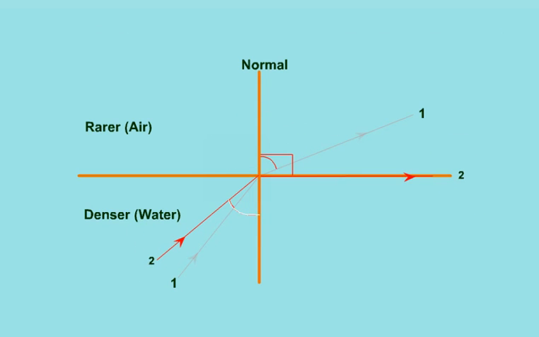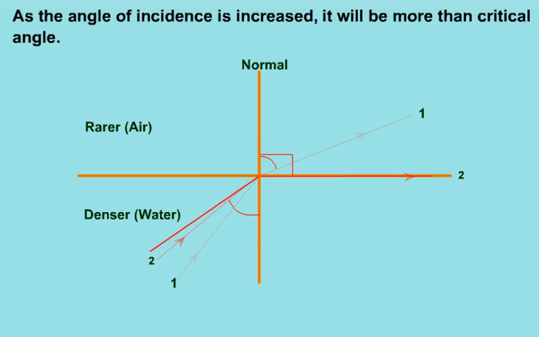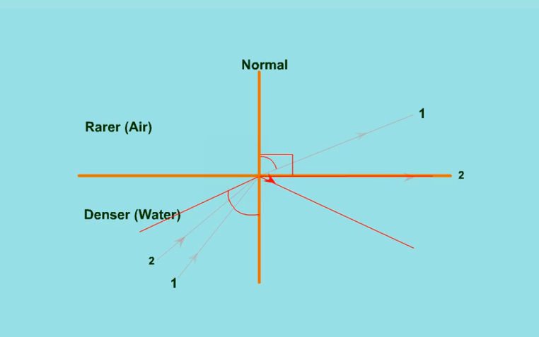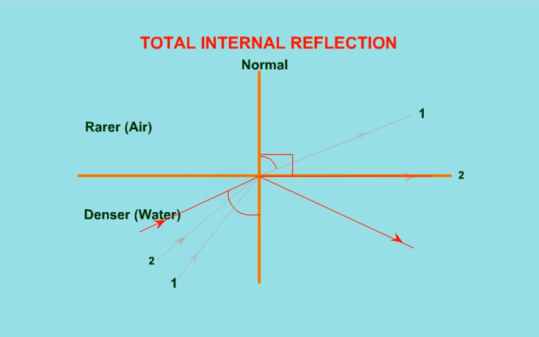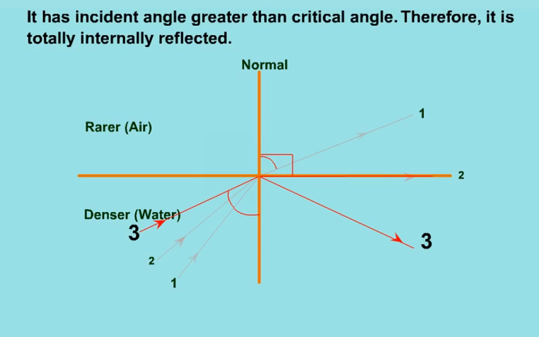This particular angle of incidence in the denser medium, for which the corresponding angle of refraction in the rarer medium is 90 degrees, is called the critical angle. As the angle of incidence is increased, it will be more than the critical angle. In this case, the incident ray goes back into the same denser medium. This is called total internal reflection. Students, ray number 3 has an incident angle greater than the critical angle. Therefore, it is totally internally reflected.